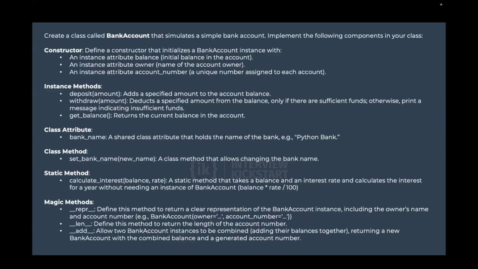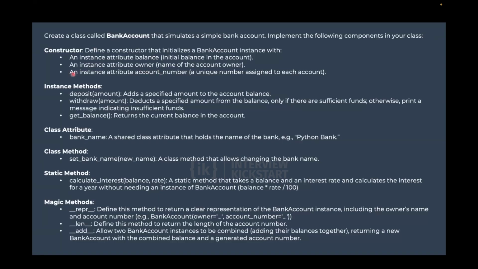Right. Let's go over this one by one. Okay, so first I'm going to create this constructor. So it says, let's see. It wants us to create a constructor to initialize 3 instance attributes: balance, owner, and account number.